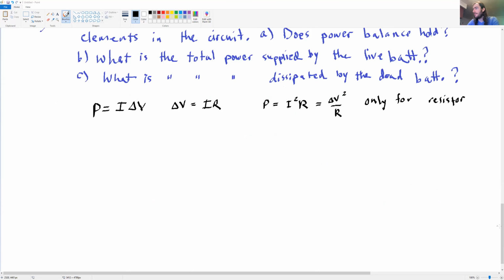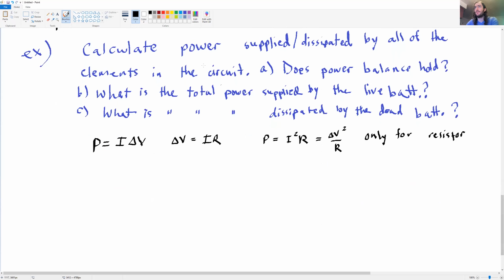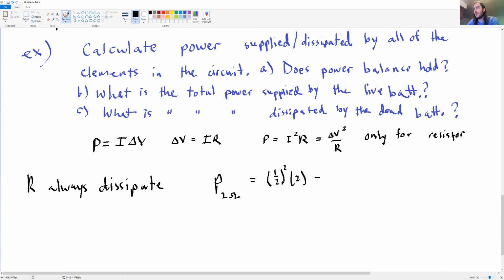So if I want to calculate the power supplied or dissipated for each of the elements, the first thing I can recognize is that a resistor always dissipates power. So resistors always dissipate power, so those are all going to be positive. Okay, so the power dissipated by the 2 ohm is going to be I squared times R: 1/2 squared times R, which is 2, and that's going to give us, of course, 1/2 a watt.